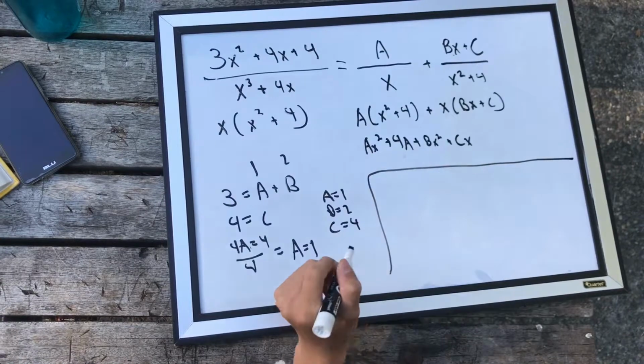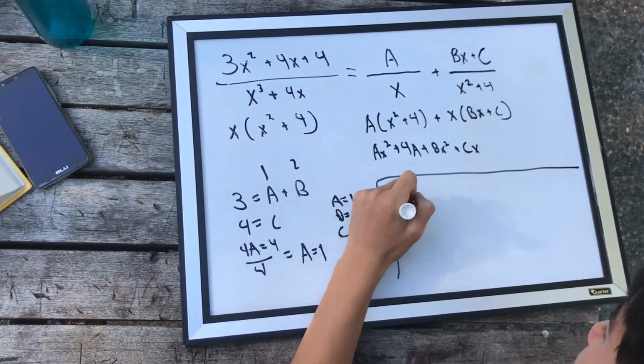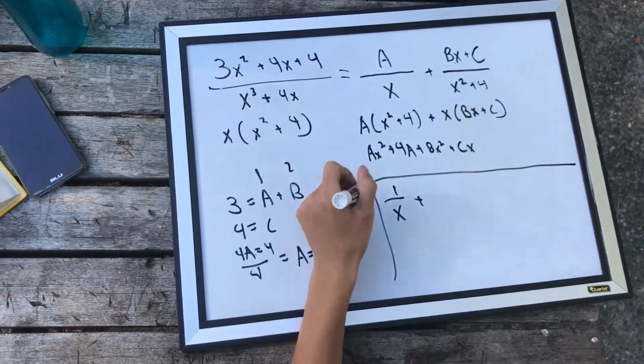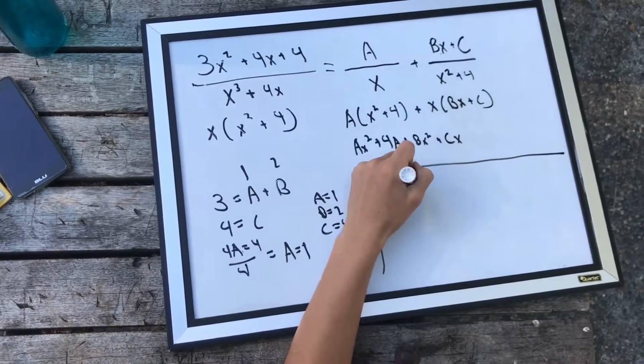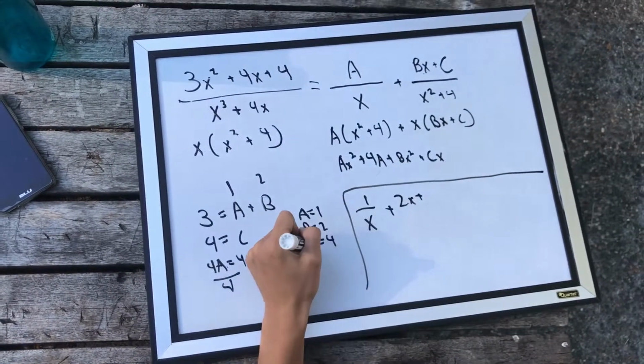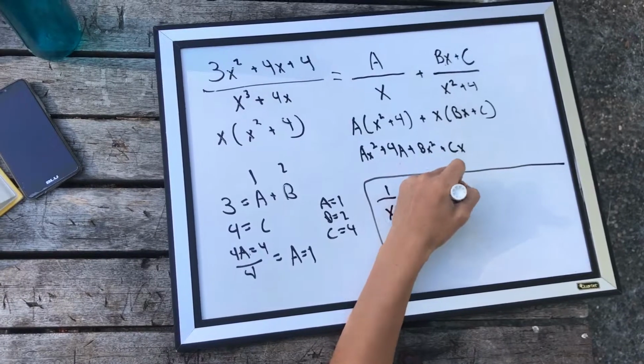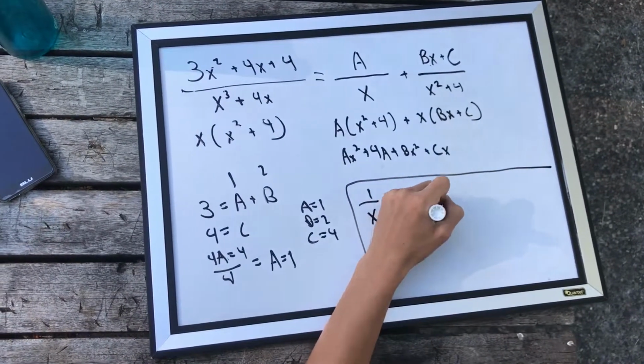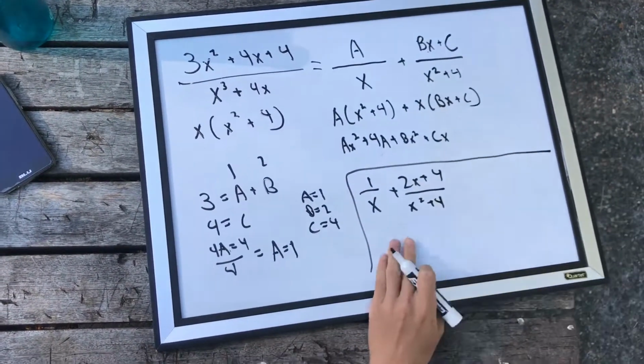So you plug this back in to find the partial fraction. That would be 1 over x plus, and remember, you still need to include the x, so 2x plus 4 over x squared plus 4. And this is the solution, the partial fraction.